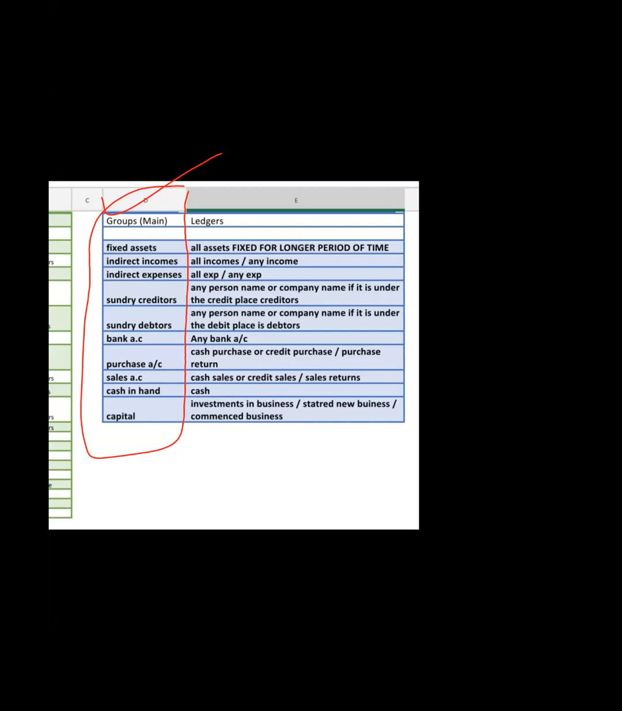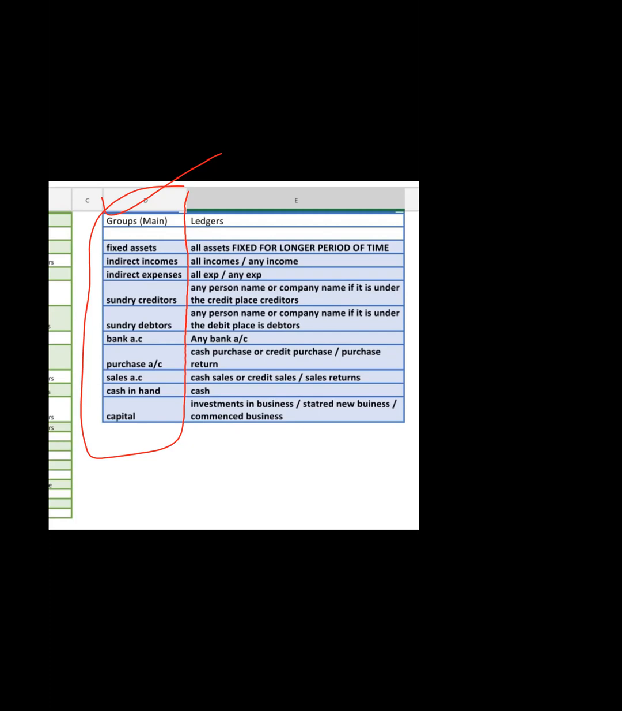Okay, and indirect expenses means whatever you pay: interest paid, rent paid, salary paid, discount paid, drawings, stationery, cartage, carriage inwards, bonus, maybe postal charges, courier charges. Anything that you pay from your end comes under the indirect expenses only. So here, income you receive, take under the income; what you pay, take under the expenses.